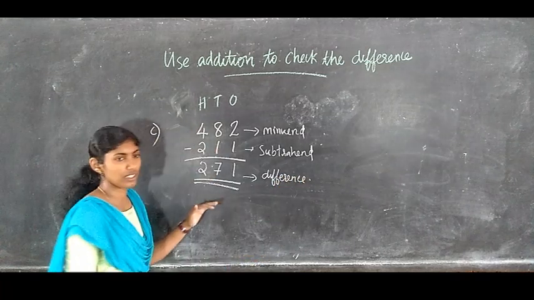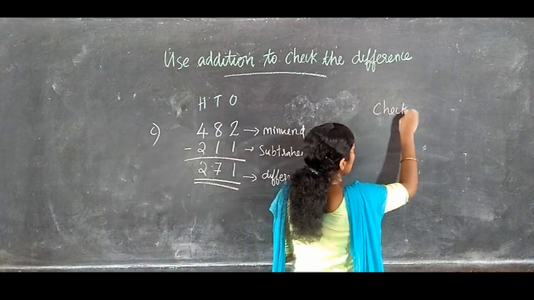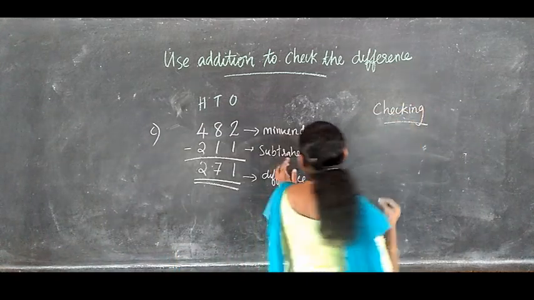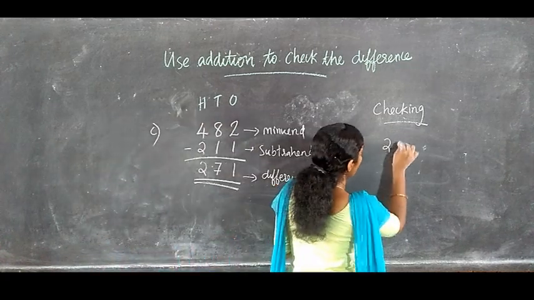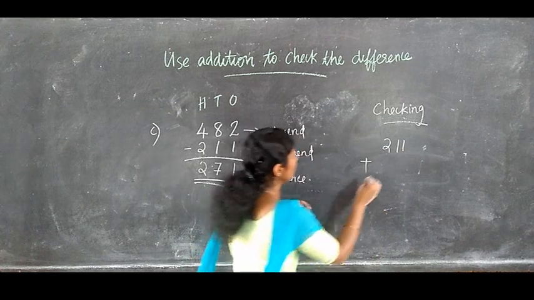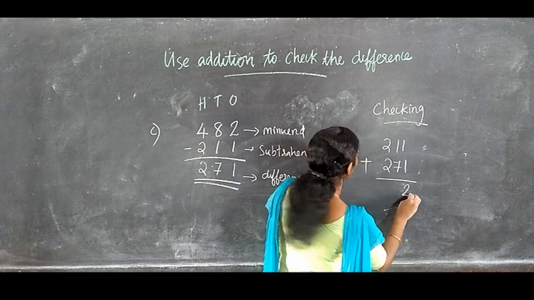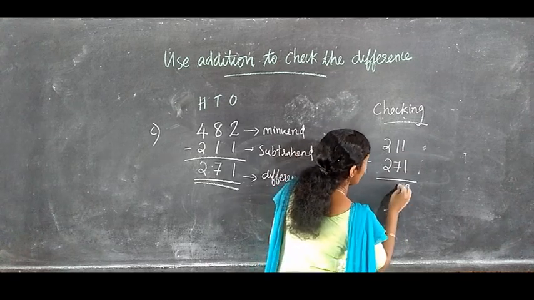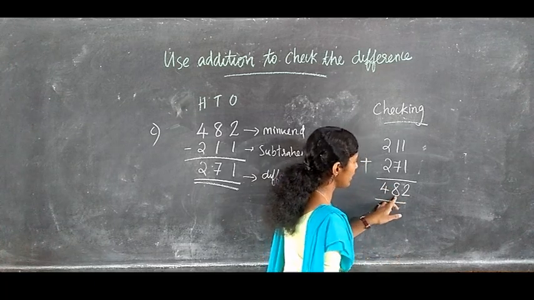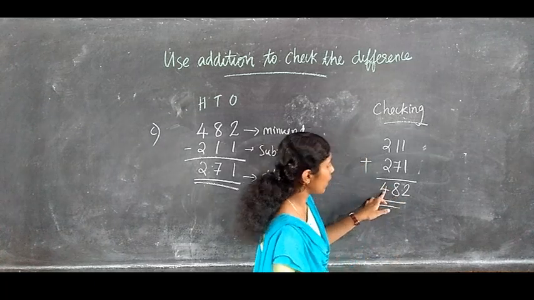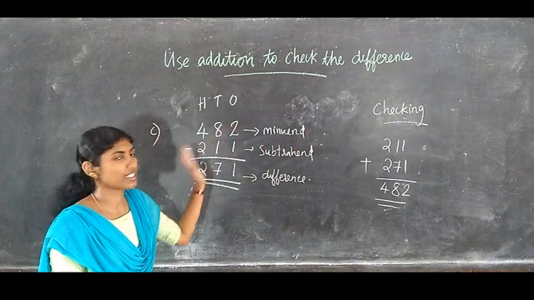Then we have to check whether our answer is correct or not. And for checking, first we have to add this subtrahend and the difference. That means 211 plus 271. 1 plus 1, 2. 7 plus 1, 8. 2 plus 2, 4. So here we got 482. We got 482, which is the minuend itself. Therefore, our answer is correct.